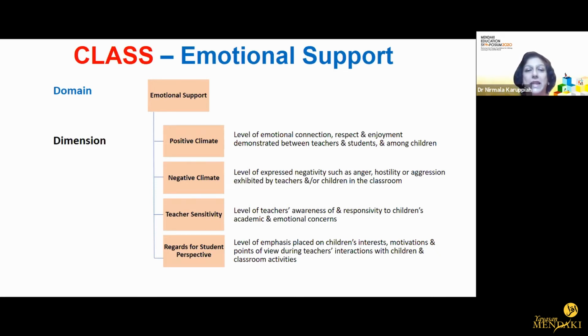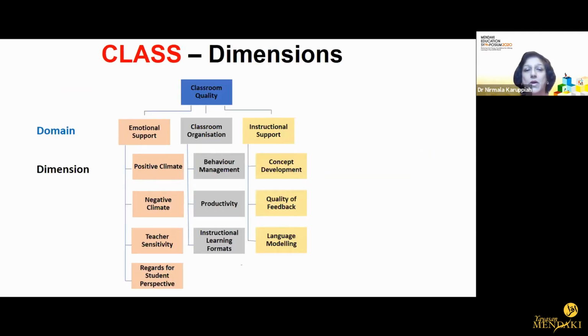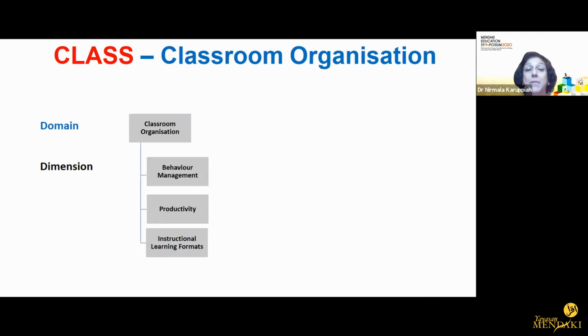Let's go on to the next domain, which is classroom organization. The three dimensions are behavior management, productivity, and instructional learning formats. Let's look at each one of them individually. In behavior management, we are looking at how the teacher effectively monitors, prevents, and redirects children's behavior.